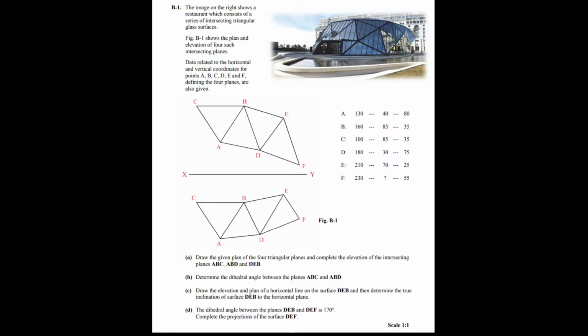Part C is draw the elevation and plan of a horizontal line on the surface DEB, and then determine the true inclination of surface DEB to the horizontal plane. That essentially is the strike and the dip that you see in geologic geometry. The horizontal line will be drawn from E in the elevation. You'll draw the same line in plan and look along it. It's essentially the strike that you have in geologic geometry. Part D then is the dihedral angle between the planes DEB and DEF is 170 degrees. Complete the projections of the surface DEF. What that's going to give us is point F in the elevation.